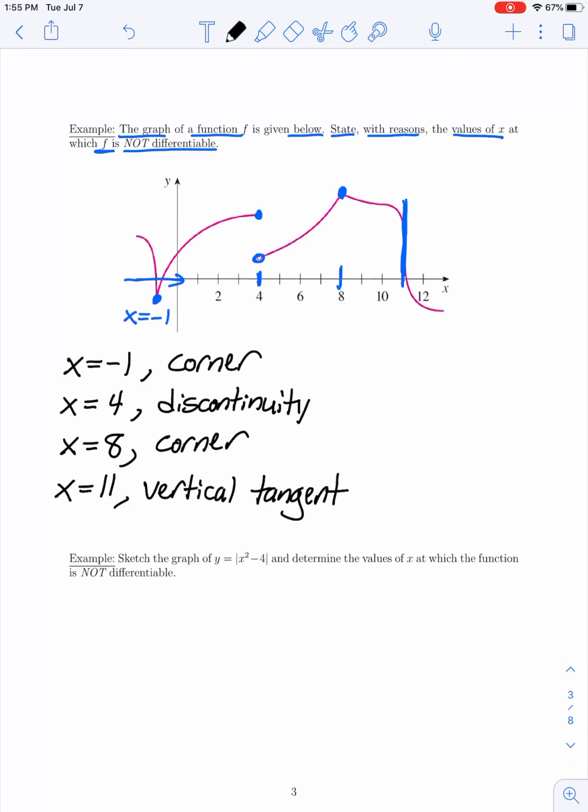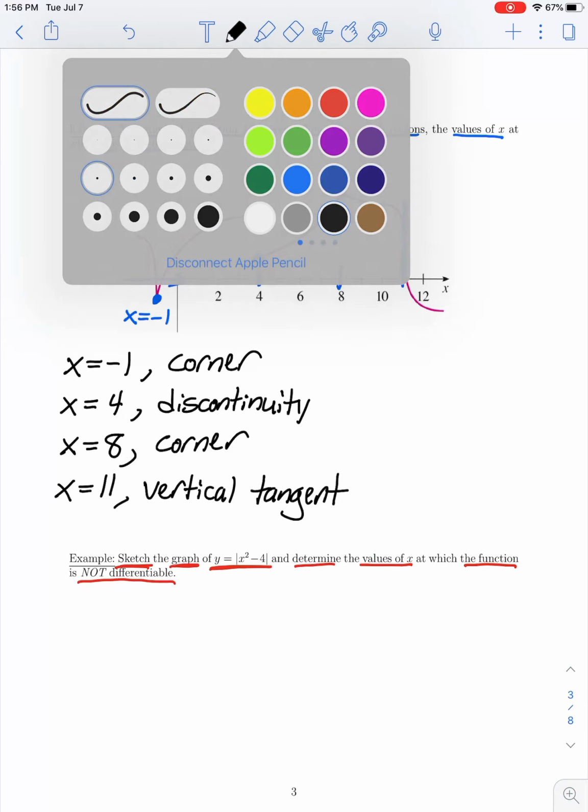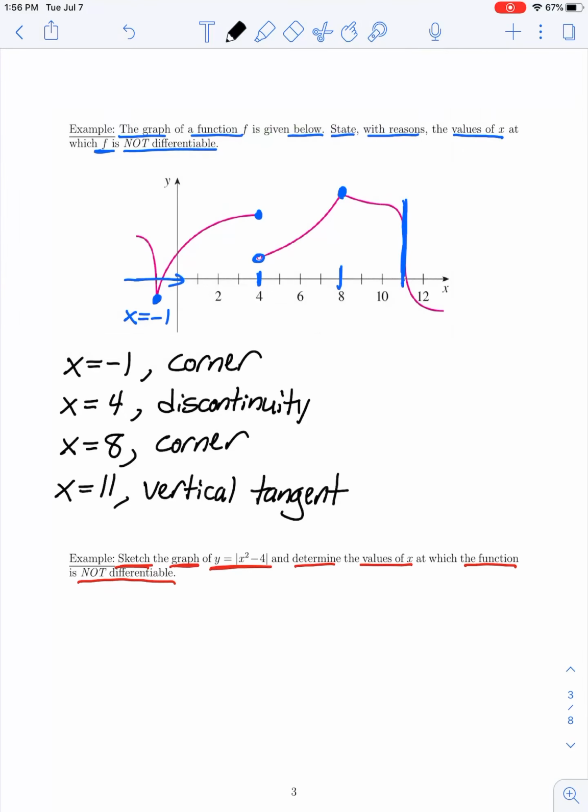So in this next one, we are considering the function y equals the absolute value of x squared minus 4, and we're asked to sketch the graph of that function, and then using that graph determine the values of x at which that function is not differentiable. To sketch the absolute value of a function, there's a few ways we could do it. An easy approach is to first ignore the absolute value.